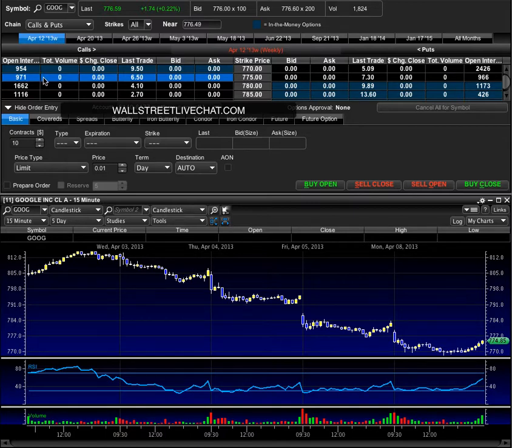Let me explain this box real quick. The left-hand side are your calls, and on the right-hand side of the strike price are your puts. Here's your open interest for the stock, your total volume for the day, your dollar change, your last trade, your bid, and your ask. It's just like level 2. On the right-hand side, same thing: bid, ask, last, dollar change, and total volume and open interest.